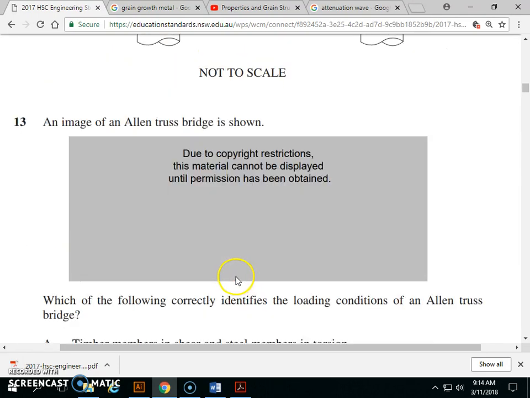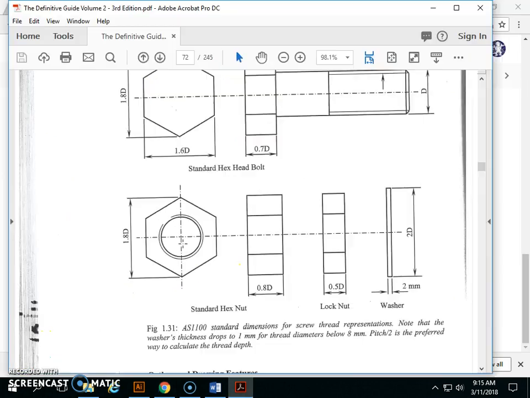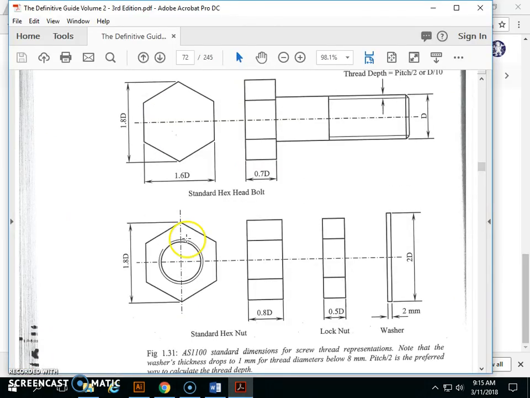So here we have the book, and we can see that for the bolts to the standard that you are being told to use, it's 1.8D. Now that is the distance across the corners, 1.6 across the flats. Now we also need to know the head of a bolt is different to the head of a nut. The depth of a bolt is different to the depth of a nut.